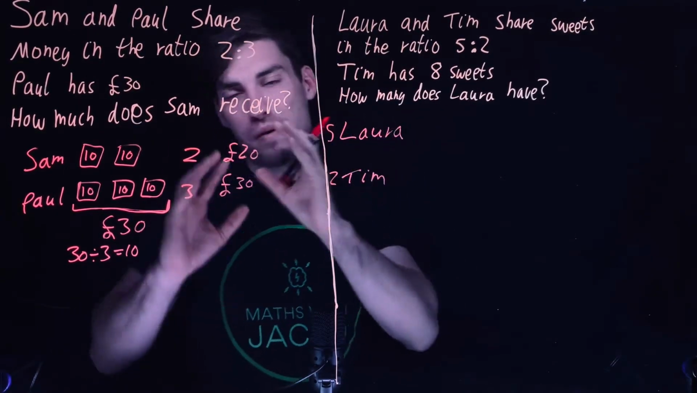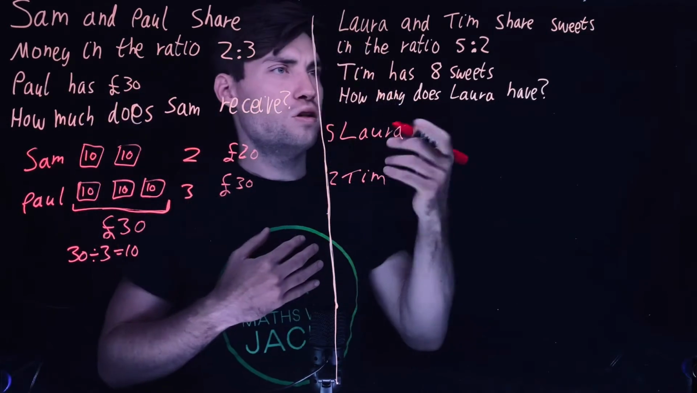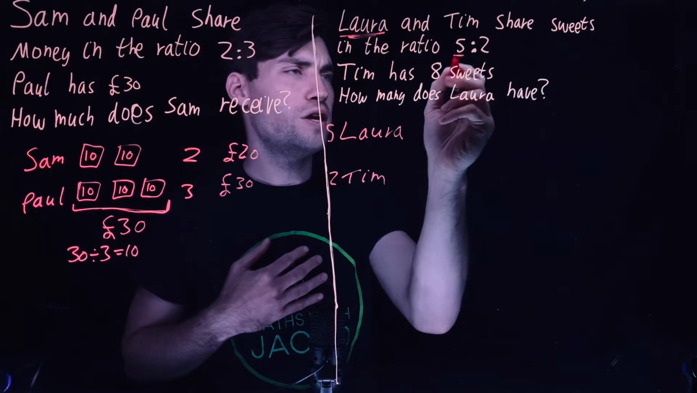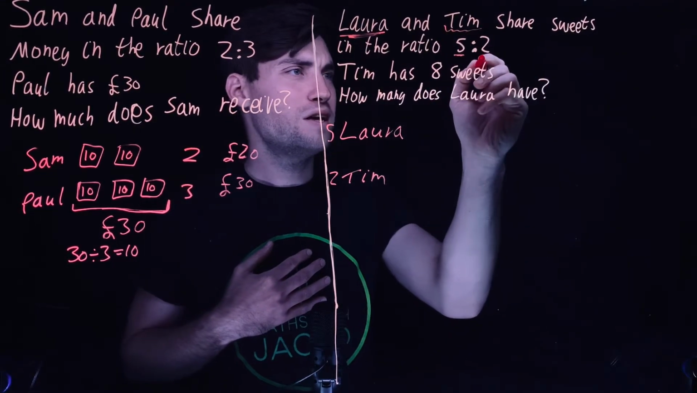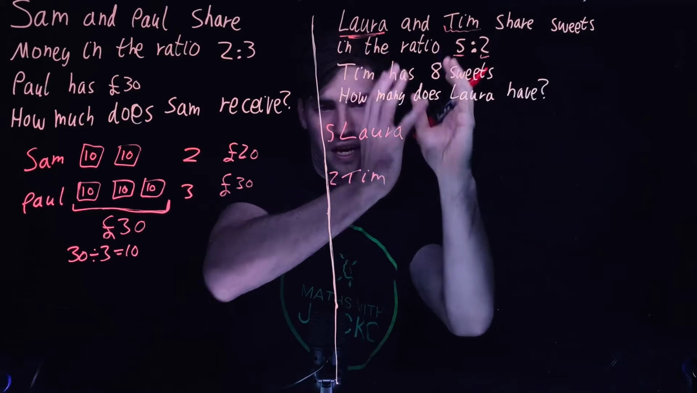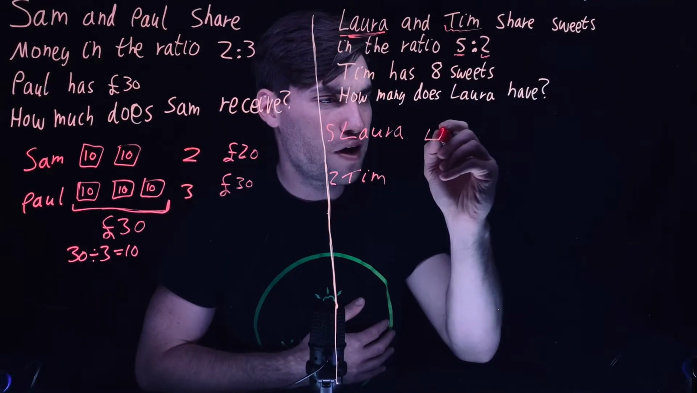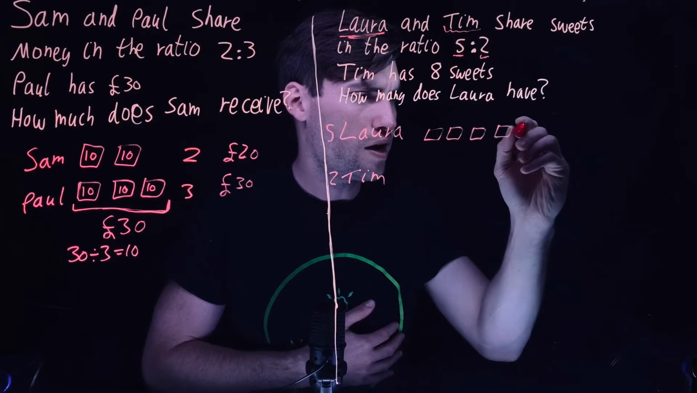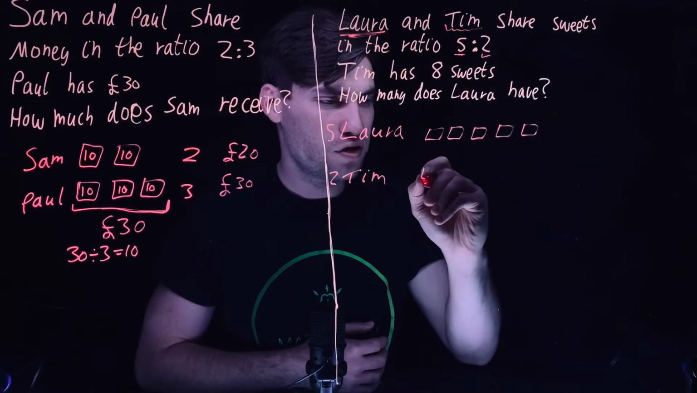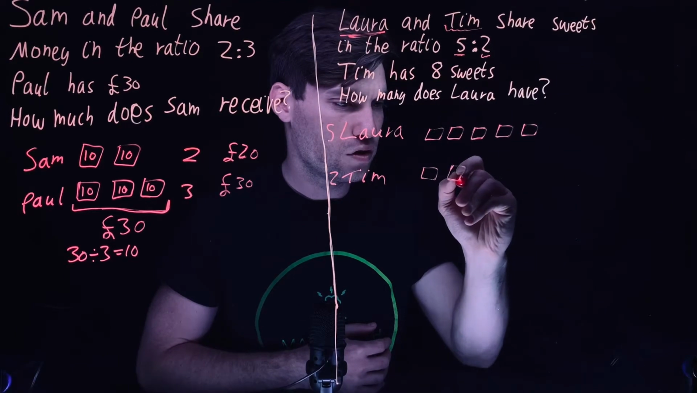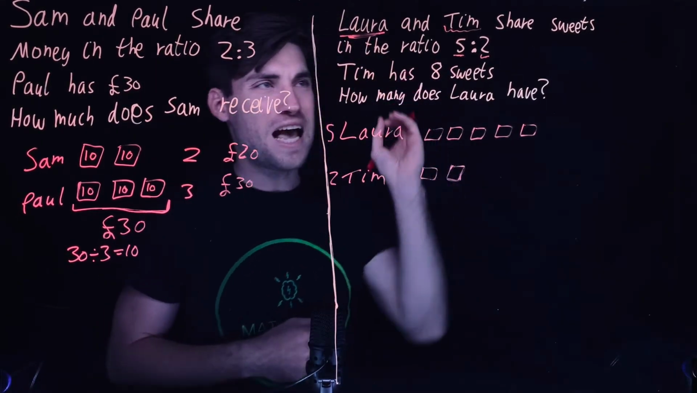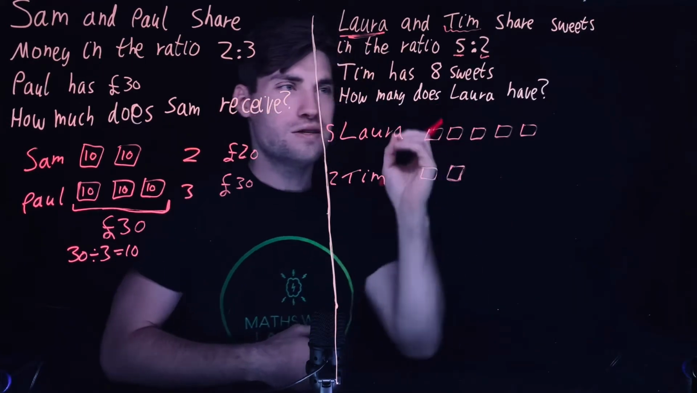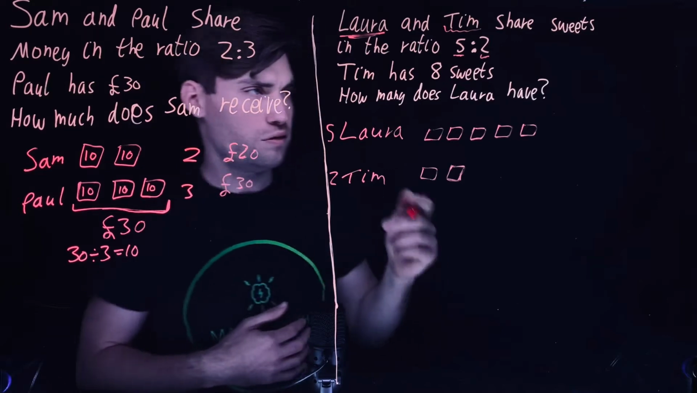Now, hopefully remember from the last one, we're gonna do it the same way as this one. Laura's share is the first number in the ratio, okay? And Tim is the second number because that's the order in the sentence. So Laura receives 5 boxes, 1, 2, 3, 4, and 5. And Tim receives 2. So you are told Tim has 8 sweets. So this time, Laura and Tim, instead of sharing money, they're sharing sweets in the ratio of 5 to 2. Tim has 8 sweets. How many does Laura have?